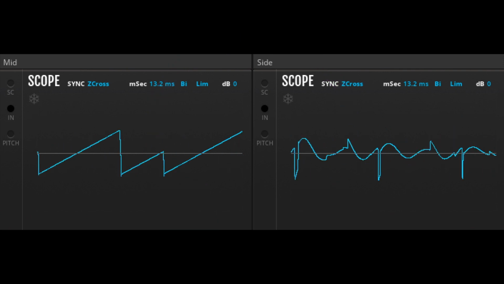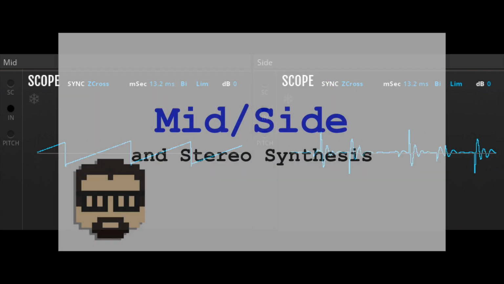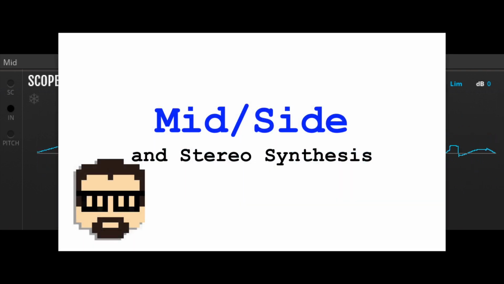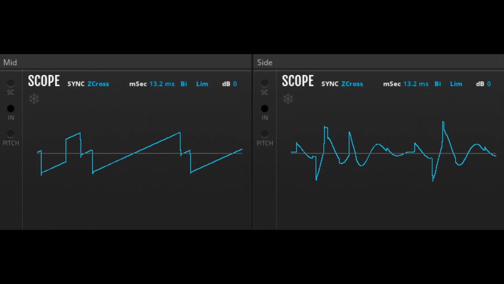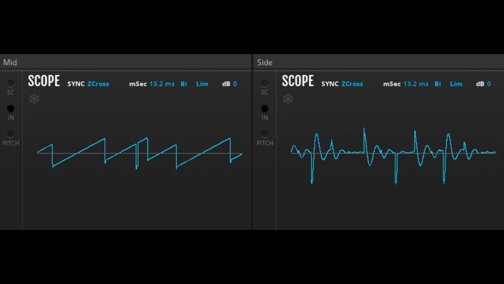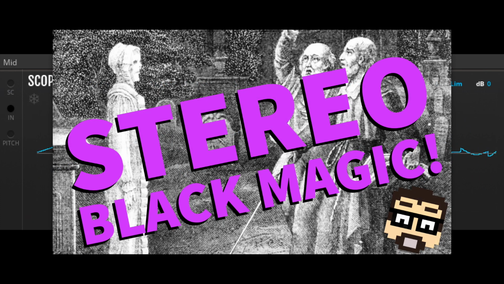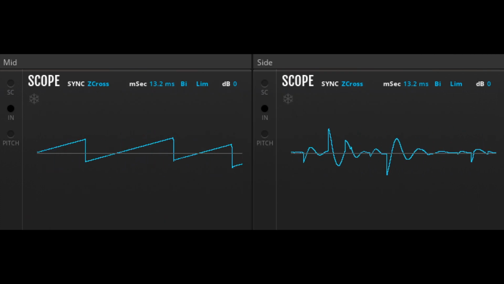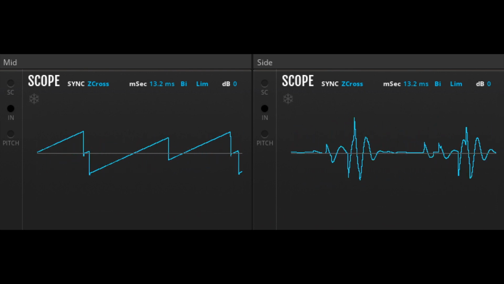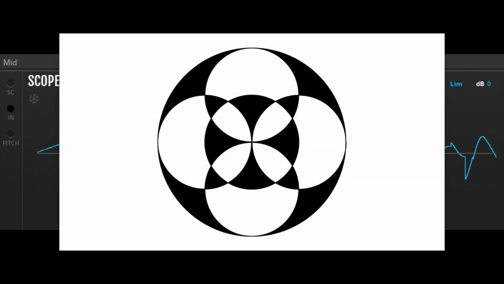Hey y'all, today I want to talk about something I've been interested in lately, mid-side stereo, and specifically how it can be used in synthesis and sound design. In mid-side stereo, you use math and phase cancellation to perform kind of stereo black magic, essentially. And the ideas of mid-side recording and mixing are pertinent to the resurgence of interest in Ambisonics too.